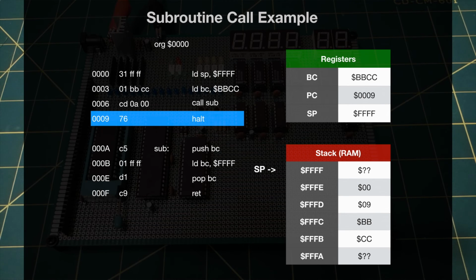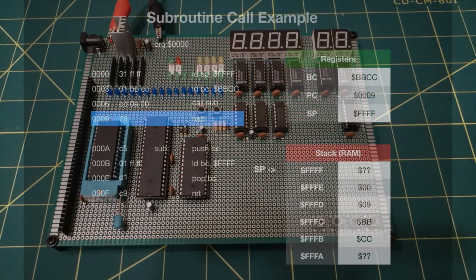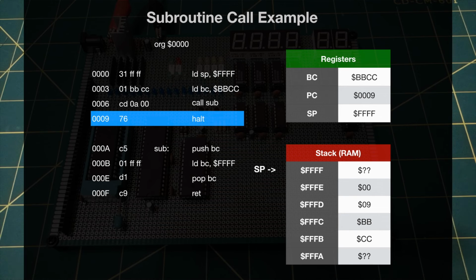So hopefully that explains the concept of how a subroutine call works. So just to recap, the call increments the program counter as normal and then pushes it onto the stack, and the return simply pops it back off of the stack.